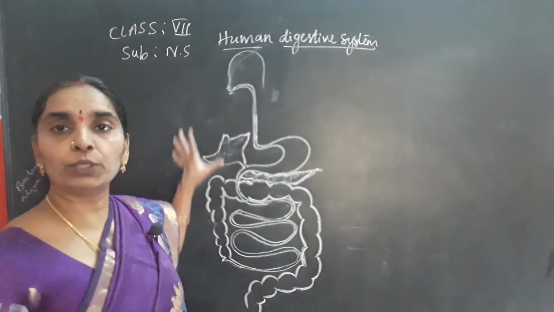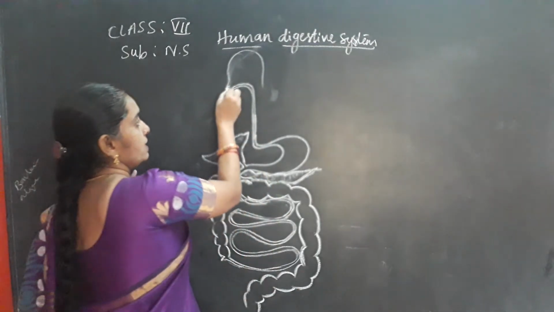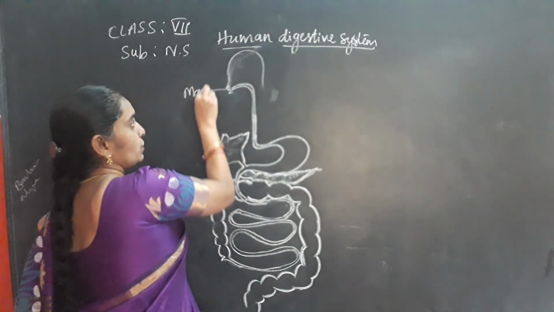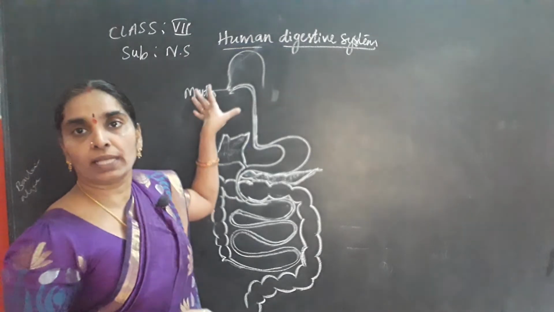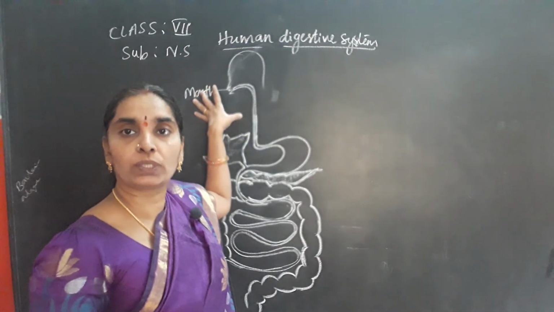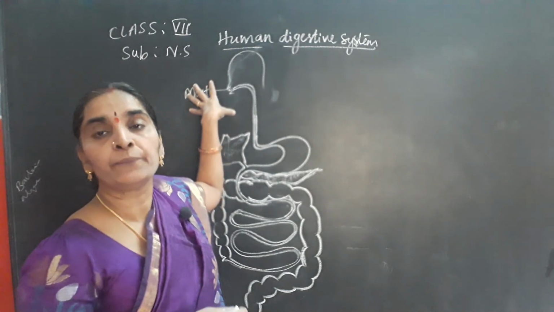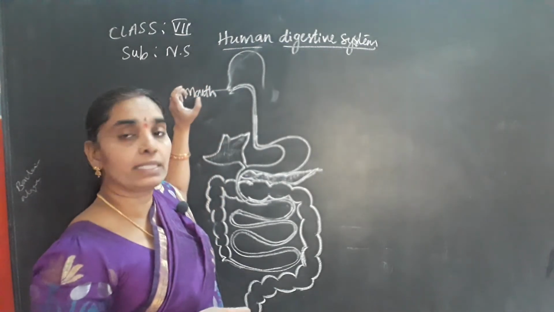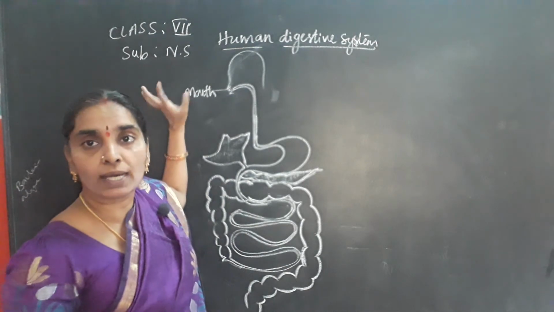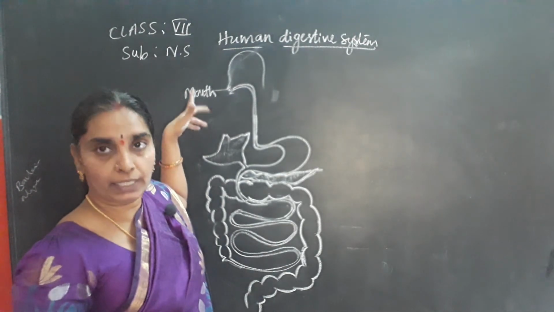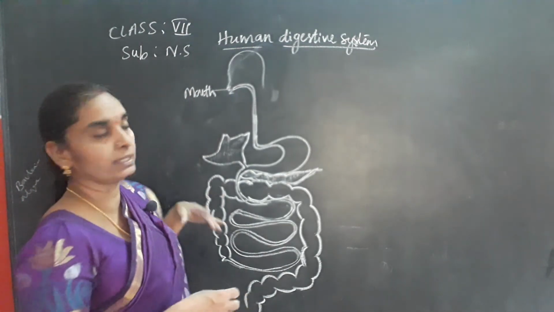See children, this is the human digestive system. This is the mouth. Food enters through the mouth. Inside the mouth there are teeth, where the food is chewed thoroughly. Four types of teeth are present: incisors, canines, premolars and molars, which I will explain in detail in the further classes.